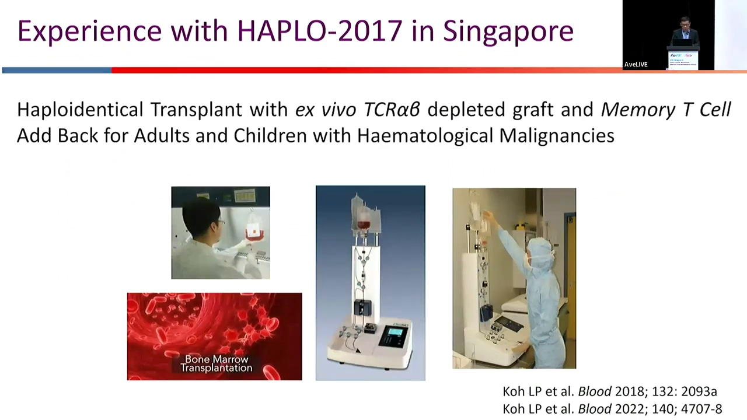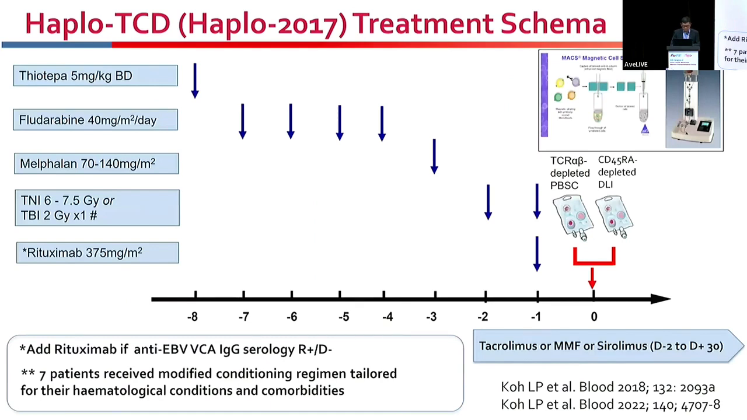I would like to show you what we have done over the last 7 years using a similarly designed protocol, using alpha-beta depleted plus memory T cells add-back for our patients with heme malignancy. So the first study analysis was performed about 2 to 3 years ago, looking at about 100 adult patients and about 7 children with heme malignancy, giving this alpha-beta depleted transplant protocol.